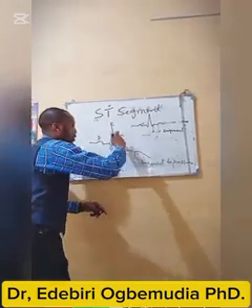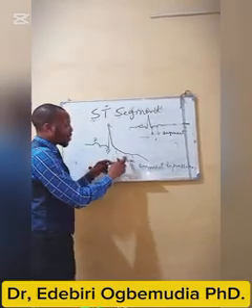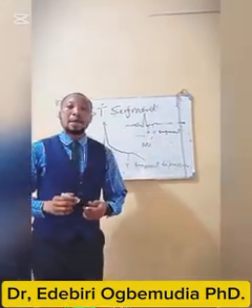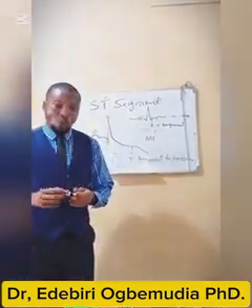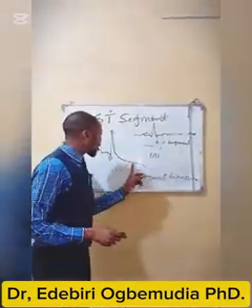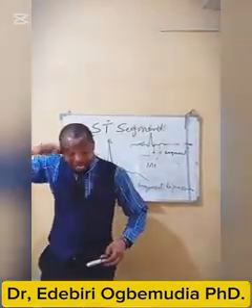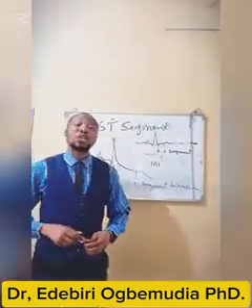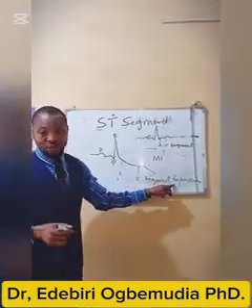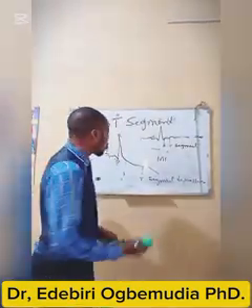It is depressed. A pathological condition where the ST segment can be depressed is MI, that is myocardial infarction. When an individual is presenting with myocardial infarction, the ST segment will be depressed. And at the same time, when an individual is presenting with a ventricular strain pattern, the ST segment will be depressed. So that is it.